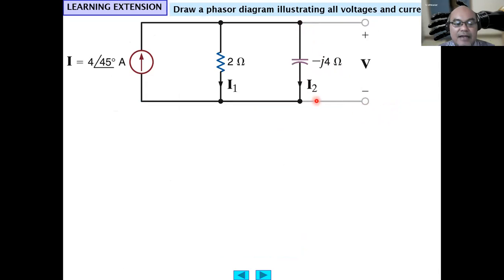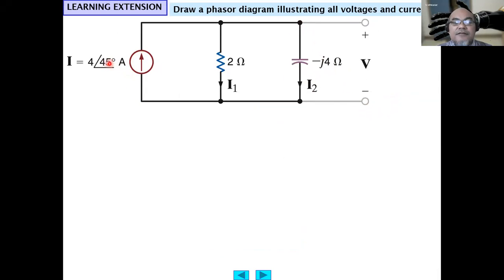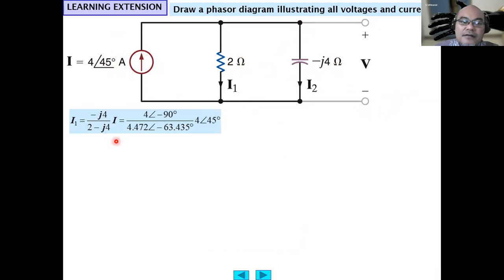Another example: draw a phasor diagram illustrating all voltages and currents here. Okay, so we have a current source here with magnitude 4 and a phase angle of 45 degrees, flowing through a 2 ohm resistor, I1, and flowing through the minus j4 capacitance, I2. So I1 is found using the current divider formula. Remember in semester 1, the current division formula: minus j4 divided by 2 minus j4 times the current.